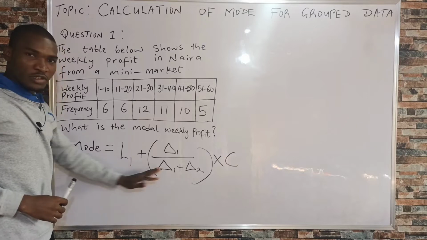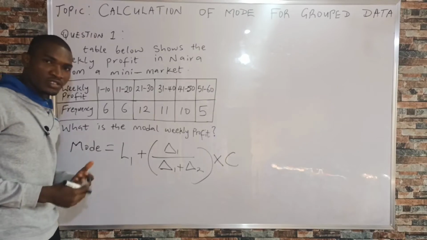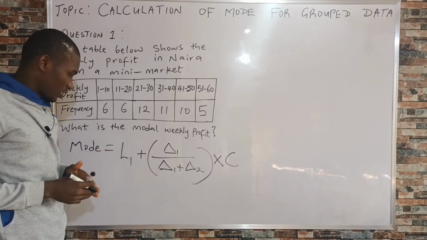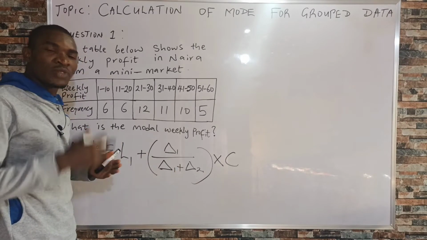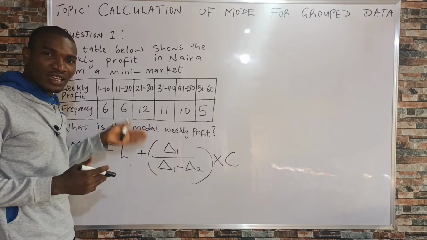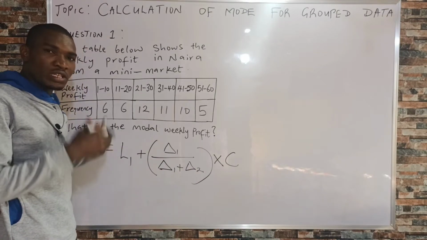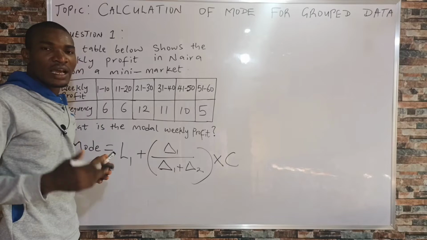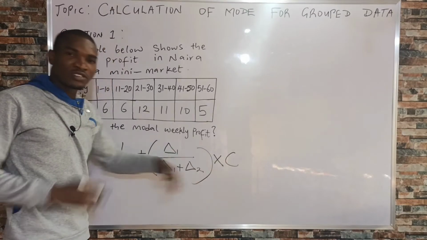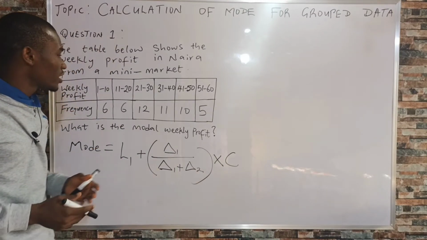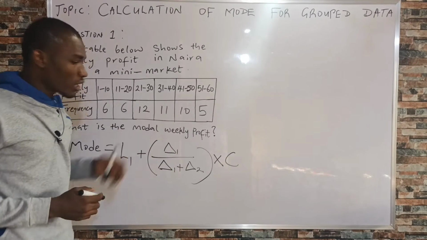I would like to explain the parameters we have in this formula. L sub 1 simply means the lower class boundary of the modal class. Delta 1 simply stands for the difference between the modal frequency and the frequency of the lower class, that is the class before it. Delta 2 stands for the difference between the modal frequency and the frequency of the higher class, that is the class after it. Then multiplied by our C. The C simply stands for the class size. As we go ahead to find the modal weekly profit, we get to understand these parameters very well. Let's go ahead to do so.